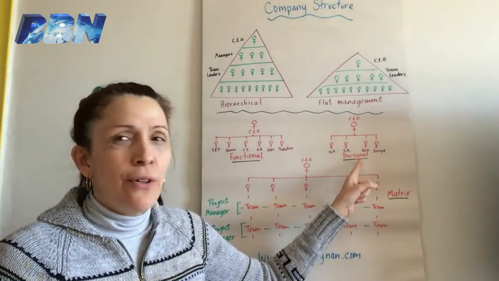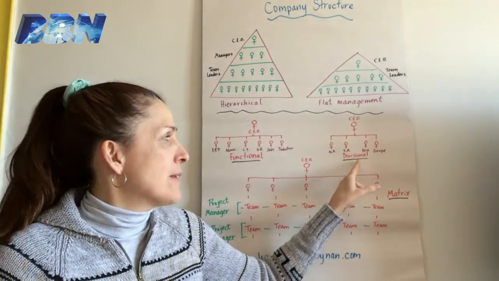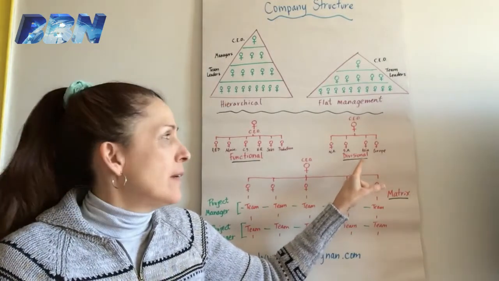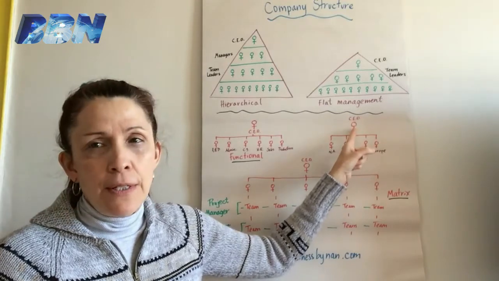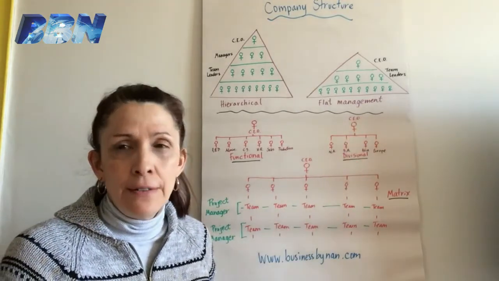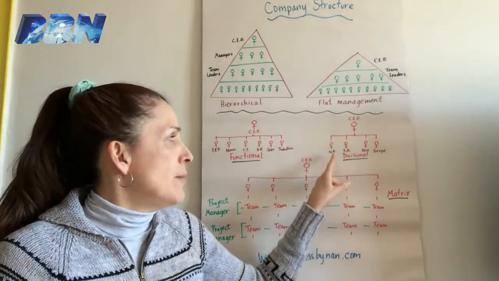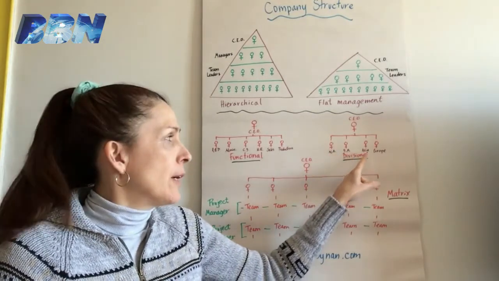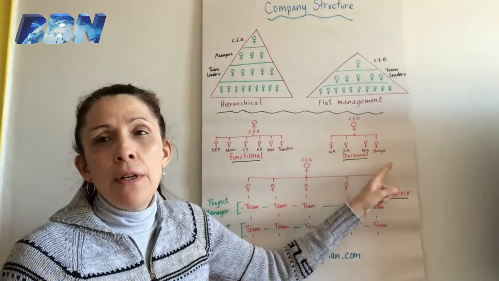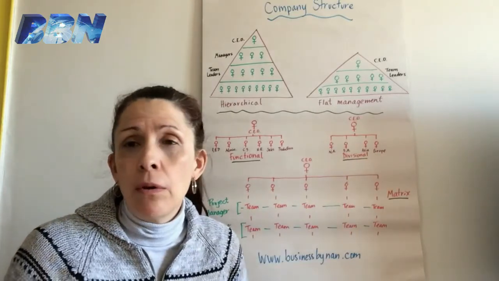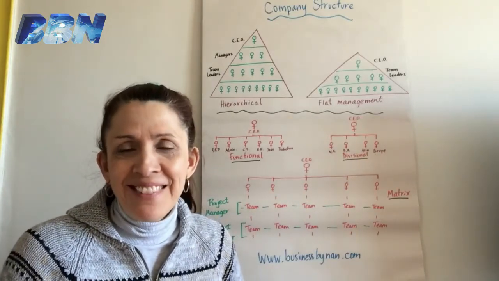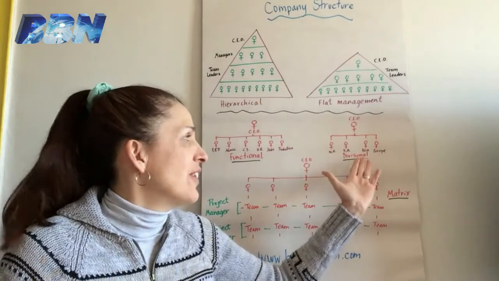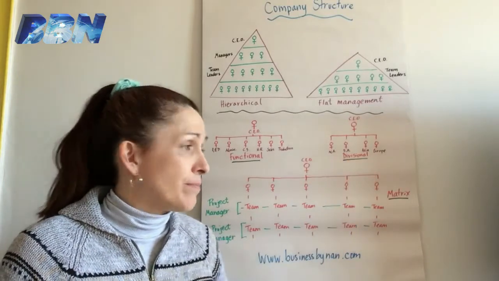Or you can have it according to division, and this is called divisional. So the CEO is at the top, the Chief Executive Officer. And then maybe he has it split up into North America, South America, Asia, Europe. If he has a branch in Africa or another place. So this is divisional.